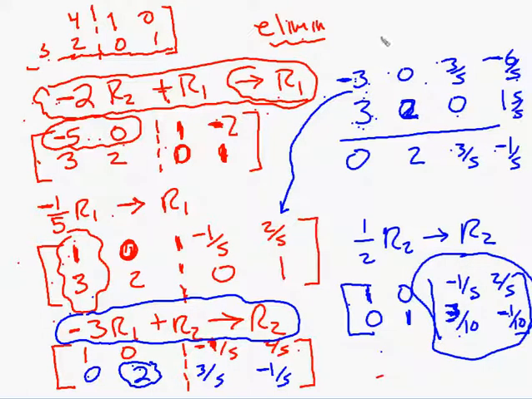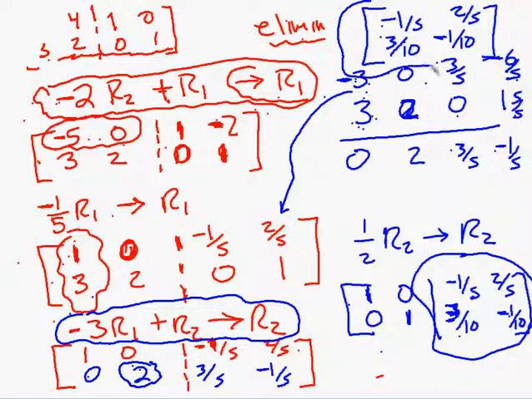So our answer for this matrix, and I'll put it up here: negative 1/5, 2/5, 3/10, negative 1/10. And we're going to follow this same process no matter how big our matrix is.